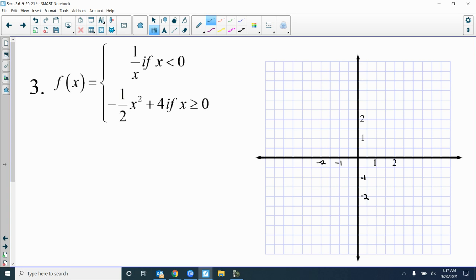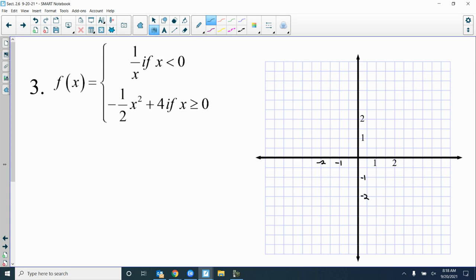I'm extending my scale a little bit to make this a little bit easier to draw for me. Yeah, you might be fine with where yours is at. So we'll see. All right, we got two cases. 0 is our transition point. 1 over x if x is less than 0. Negative 1/2 x squared plus 4 if x is greater than or equal to 0. Hi, 1 over x. Remember what that looks like? It's on your library of functions sheet, and it is right in the middle, the very bottom row.